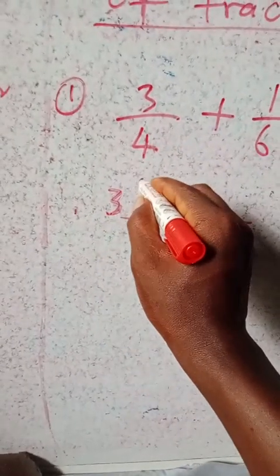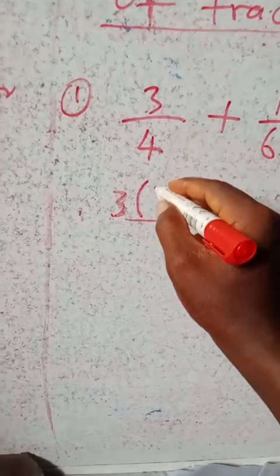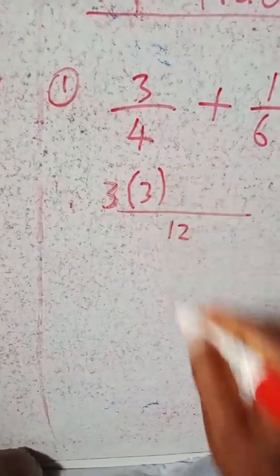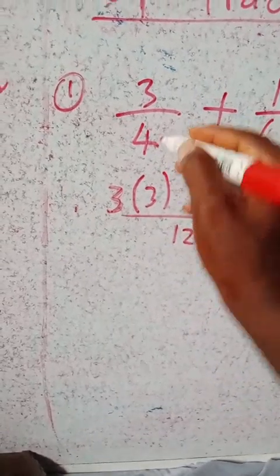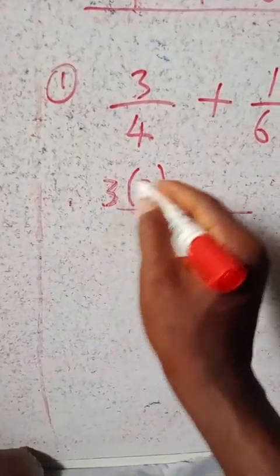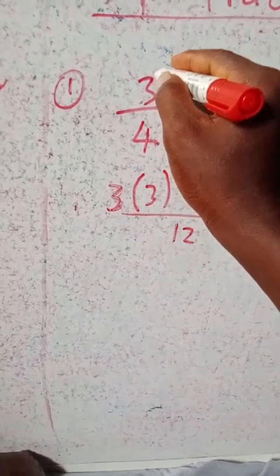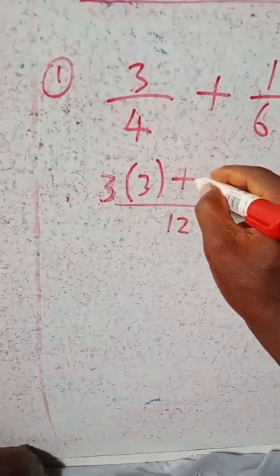Okay, then put a bracket. Bracket means times. And then write the numerator in the bracket. Okay, 12 divided by 4 is what? 3. Then put a bracket, that is you are timesing. Then write the numerator here. So put your plus here.